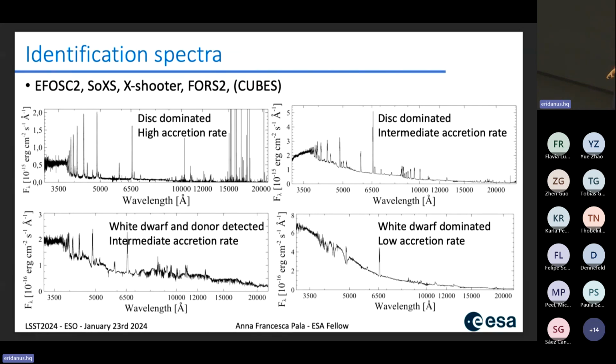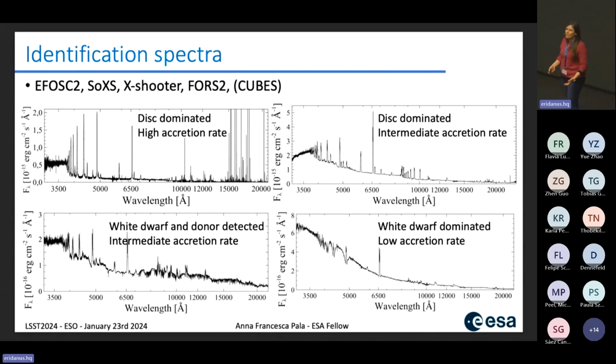There are different instruments at ESO that can already be used for this kind of observation. You can use EFOSC for the brightest ones. SOXS and X-shooter will be very nice because then you can get the entire spectral energy distribution and observe the white dwarf, the accretion disk, and the donor in one shot. FORS is going to be useful for the faintest ones. CUBES has the possibility to be helpful, but I put it in brackets because its wavelength range will stop here, so we will get the Balmer jump, but no more than that.